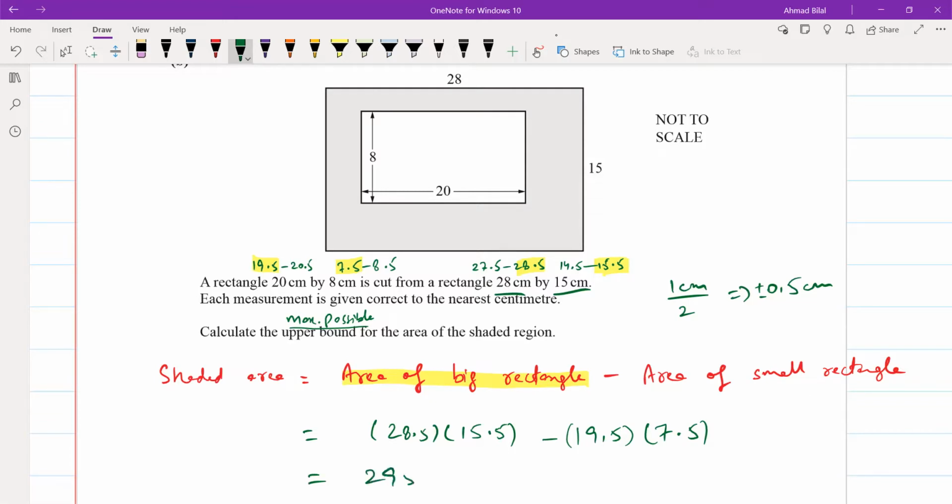That is 295.5 centimeters square. This is the upper bound of the shaded area. This is the upper bound. ठीक है? अब upper bound के लिए जरूरी नहीं है कि आप सारी values की upper bounds लोगे। That's not necessary.